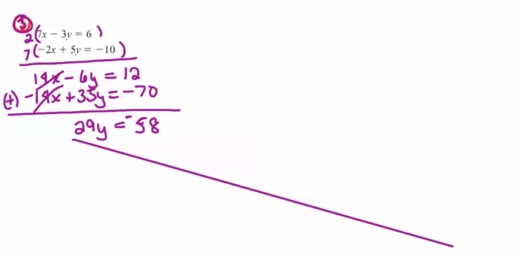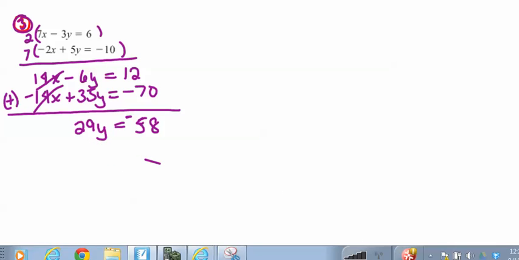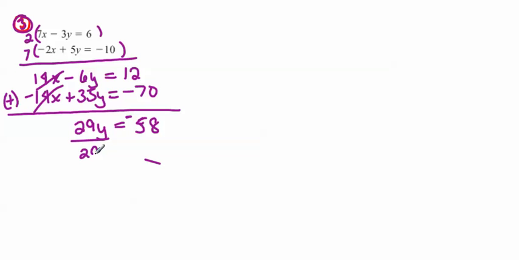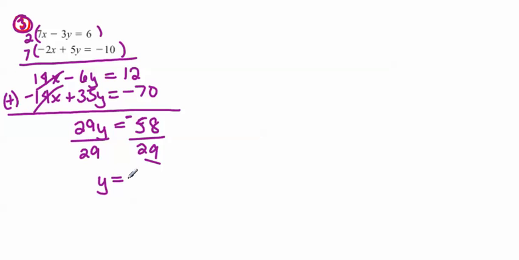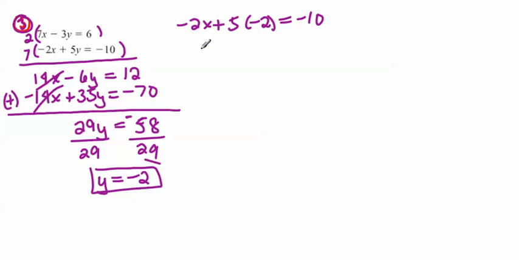Divide both sides by 29. And I get y is equal to negative 2. I'm going to plug negative 2 back into, I'll pick the second one this time. Negative 2x plus 5 times negative 2 is equal to negative 10. Negative 2x minus 10 is equal to negative 10.